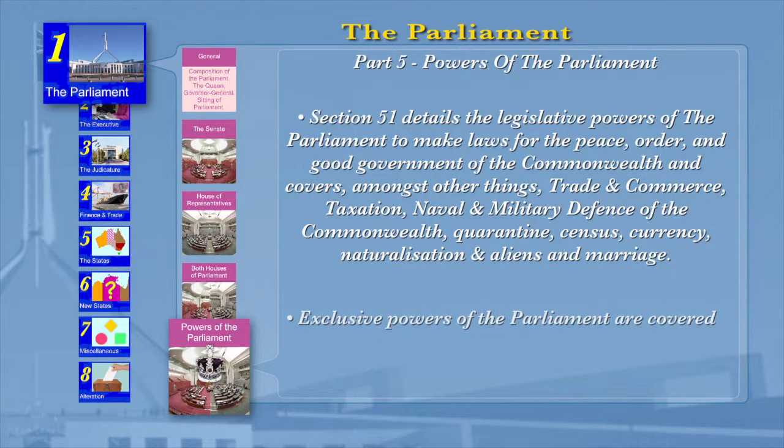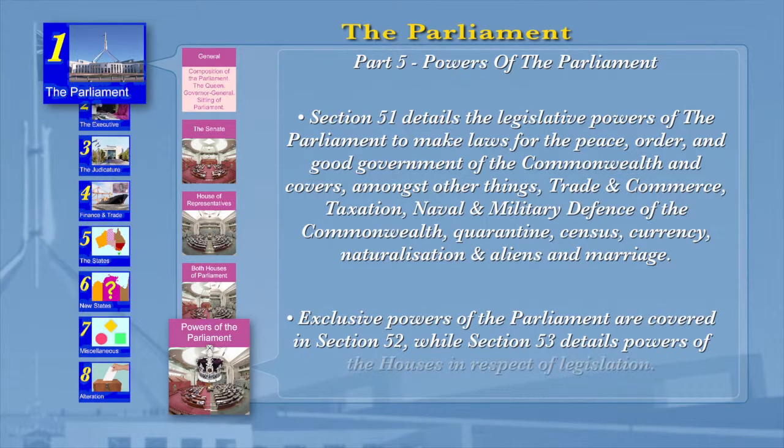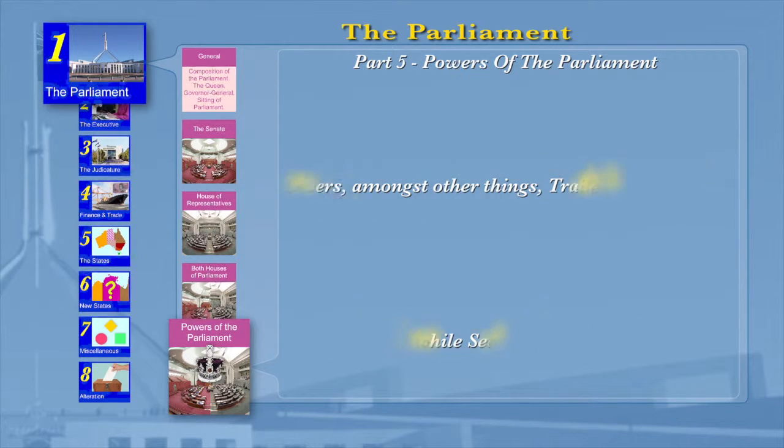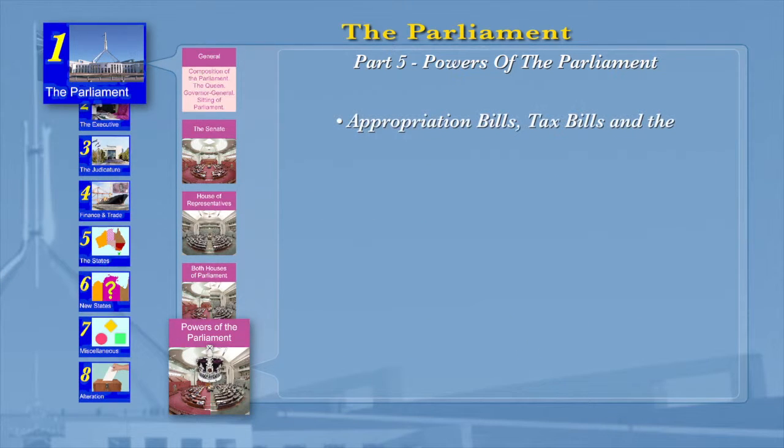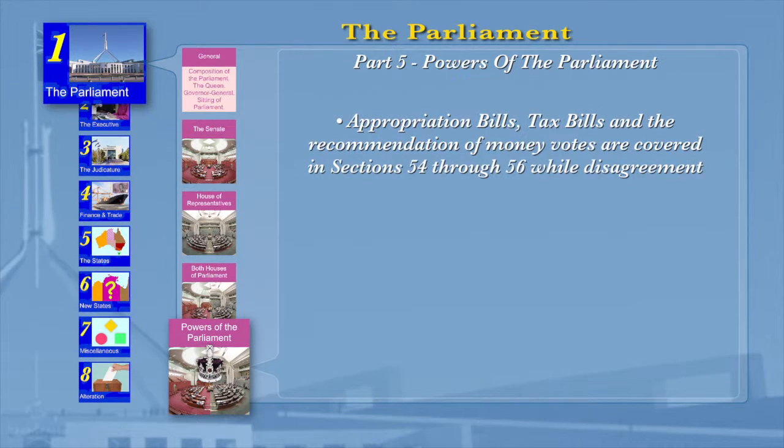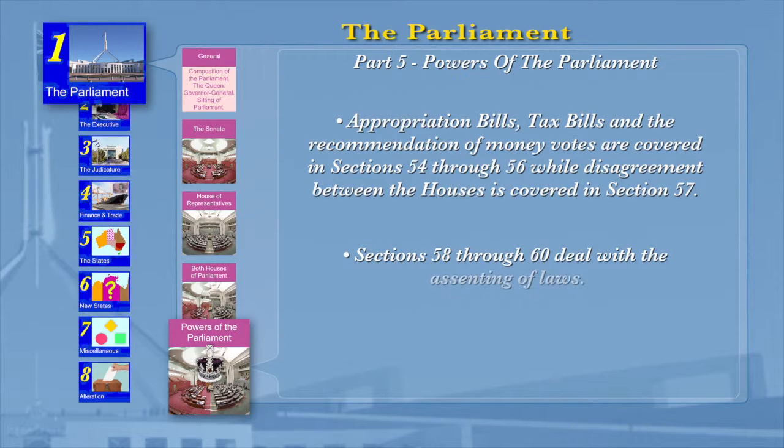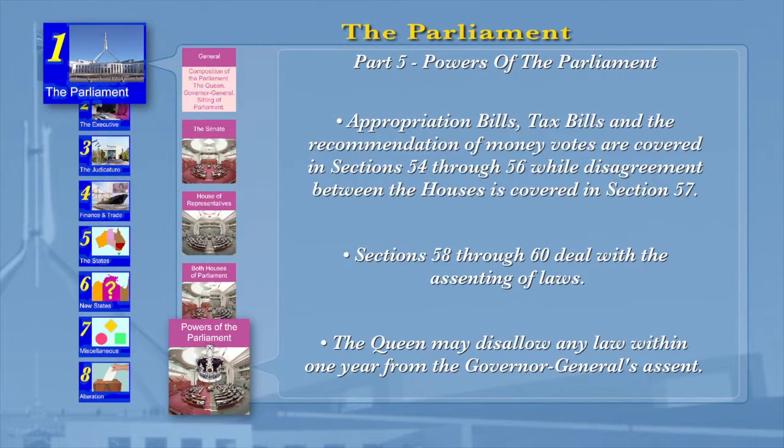Exclusive powers of the Parliament are covered in Section 52, while Section 53 details powers of the Houses in respect of legislation. Appropriation bills, tax bills and the recommendation of money votes are covered in sections 54 through 56, while disagreement between the houses is covered in section 57. Sections 58 through 60 deal with the assenting of laws. The Queen may disallow any law within 1 year from the Governor-General's assent.